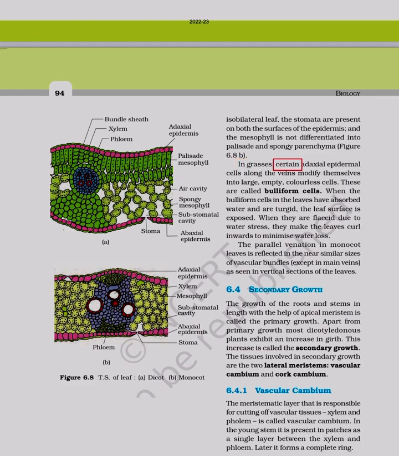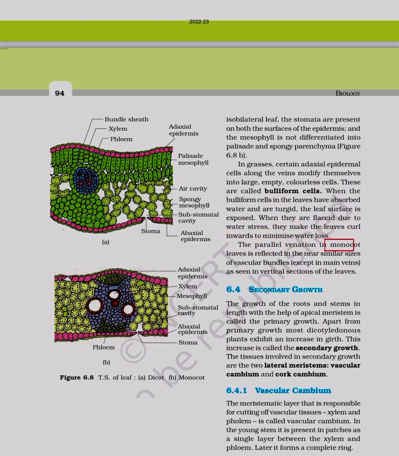In grasses, certain adaxial epidermal cells along the veins modify themselves into large, empty, colorless cells. These are called bulliform cells. When the bulliform cells in the leaves have absorbed water and are turgid, the leaf surface is exposed. When they are flaccid due to water stress, they make the leaves curl inwards to minimize water loss.